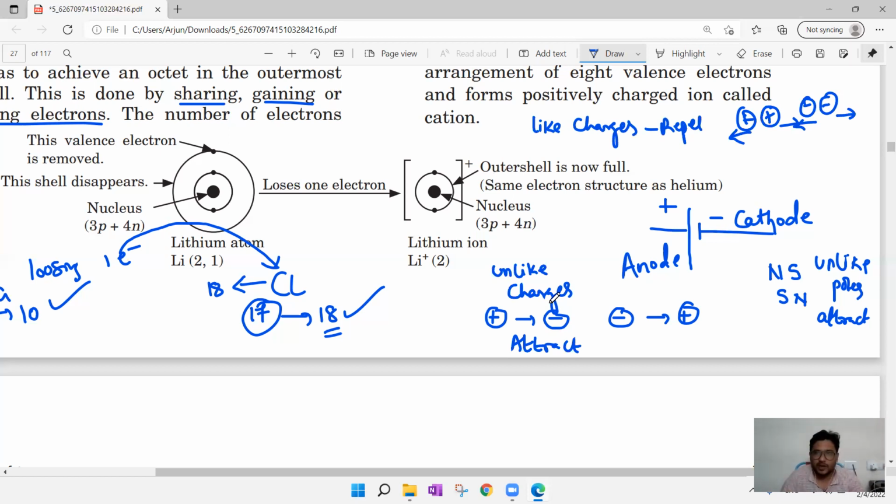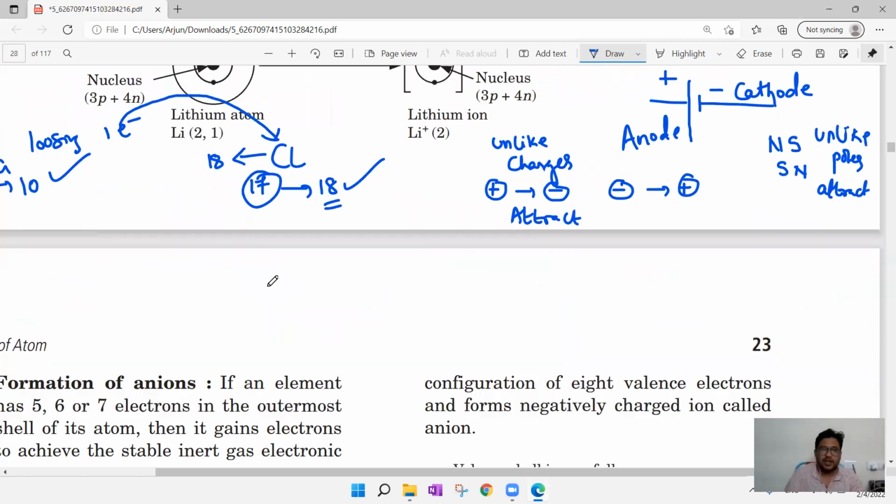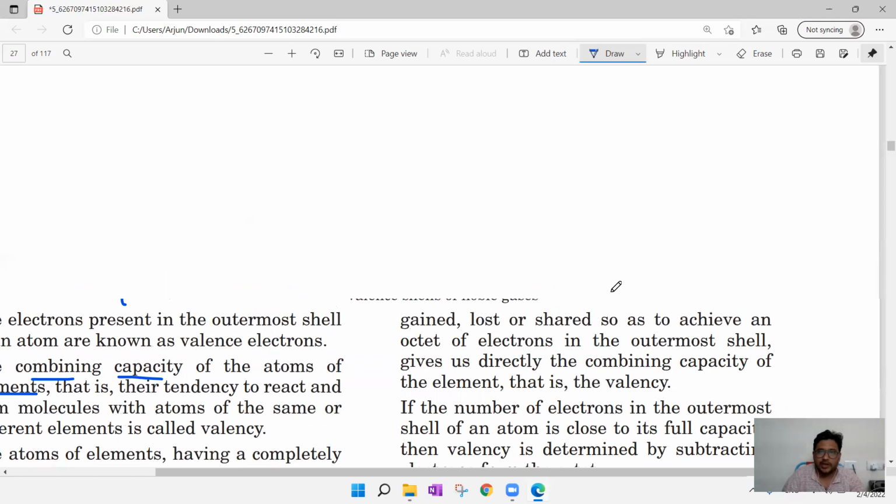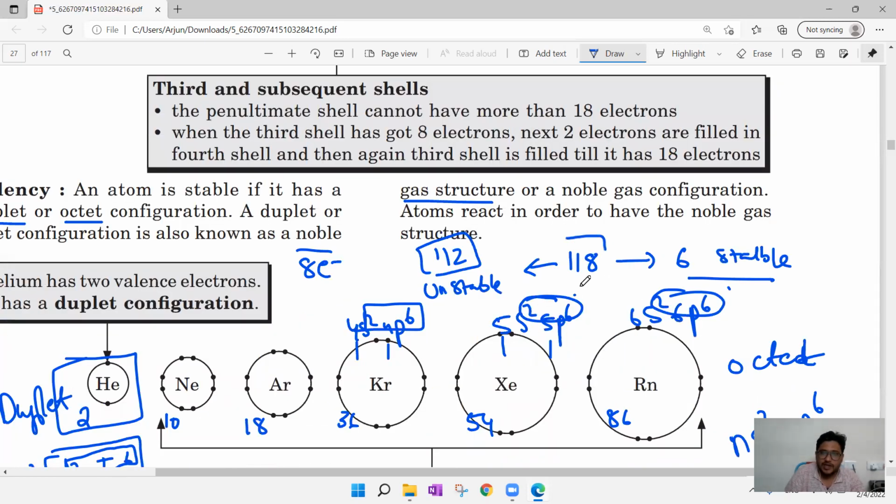I'll explain what a cation is and what an anion is. Let us see a few examples, like sodium. As I said, sodium's atomic number is 11. 11 is not stable. Why? Because in the periodic table we have 118 elements, and I said that in these 118 elements only 6 elements are stable. What are those 6 elements? Helium, neon, argon, krypton, xenon, radon. These are the only 6 elements which are stable.